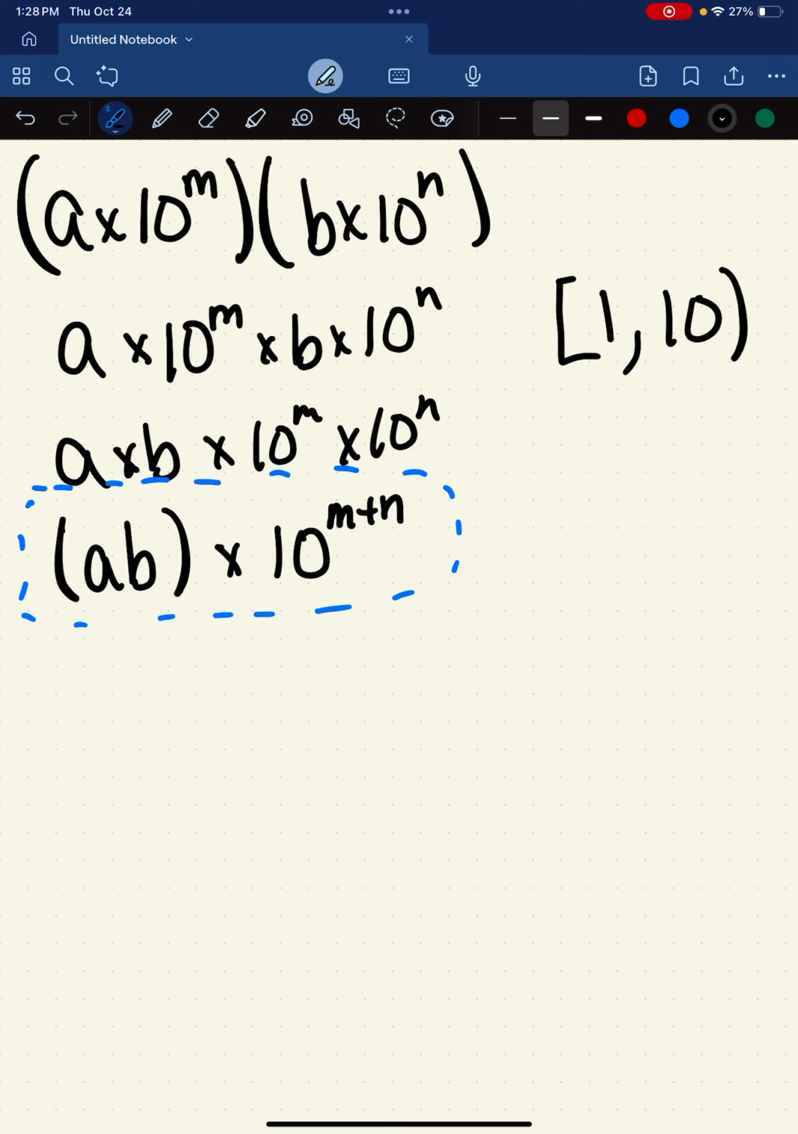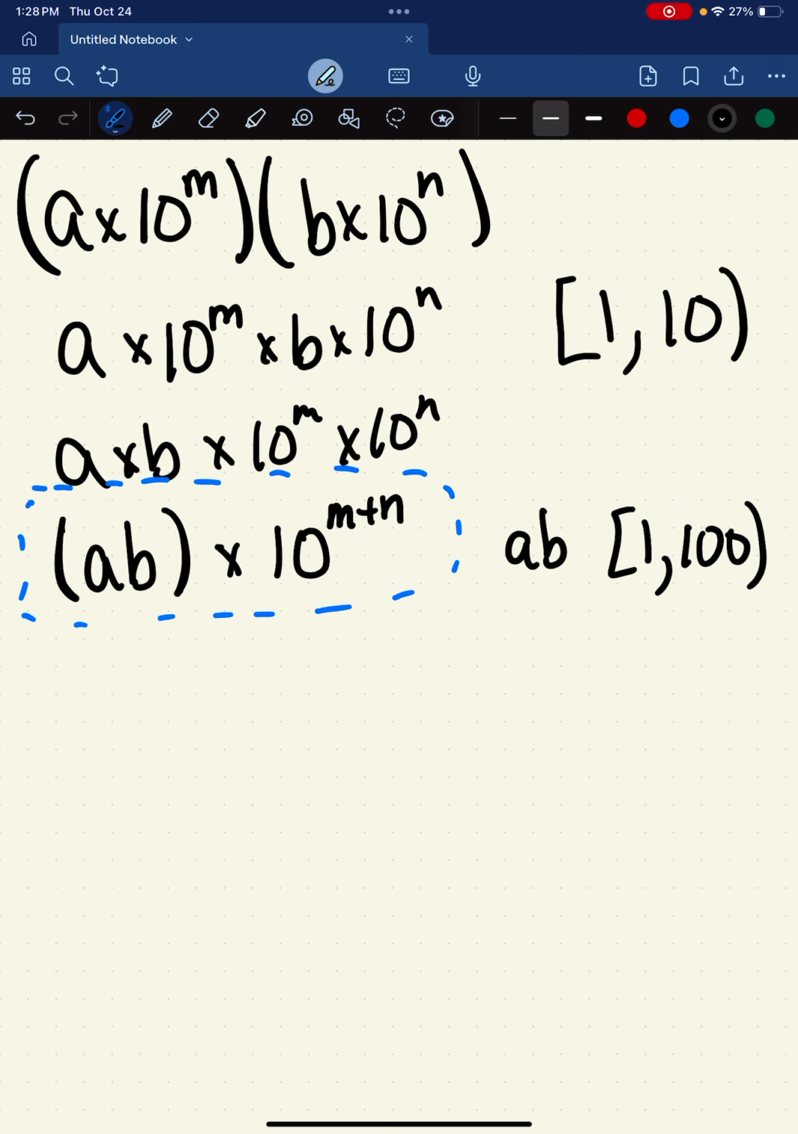And the way we would do that, notice a times b will never be bigger than 100, right? Because a, the biggest it can be is like 9.999, we'll call it 10, but it can't actually be 10, so it has to be strictly less than 10. And the b, the biggest it can be is 10. So it's going to be less than 100. So a times b is going to be anywhere from 1 to 100, not including 100.